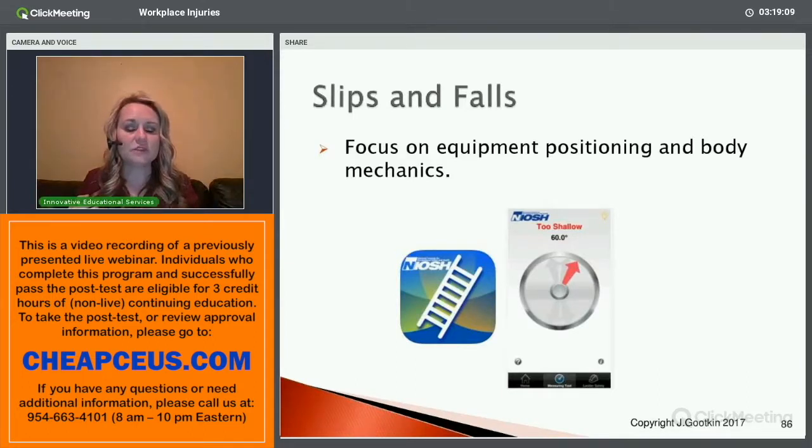NIOSH, the National Institute for Occupational Safety, has a really interesting tool. It's an app that you download. And I think this is great also for our elderly patients who are out cleaning their gutters, hanging the holiday lights, putting things up in the attic, things like that. Ladder instability is where a lot of injury can occur.